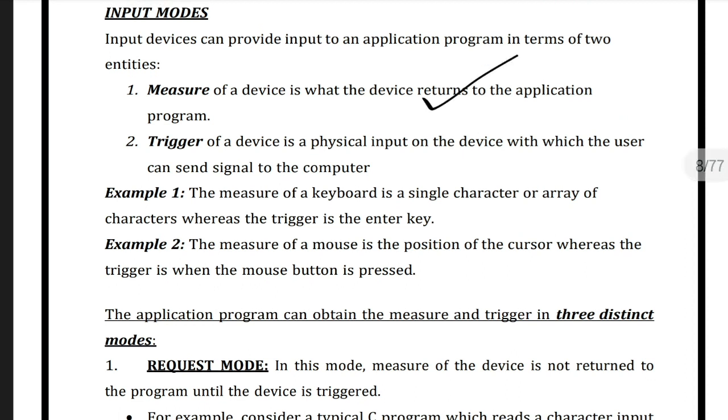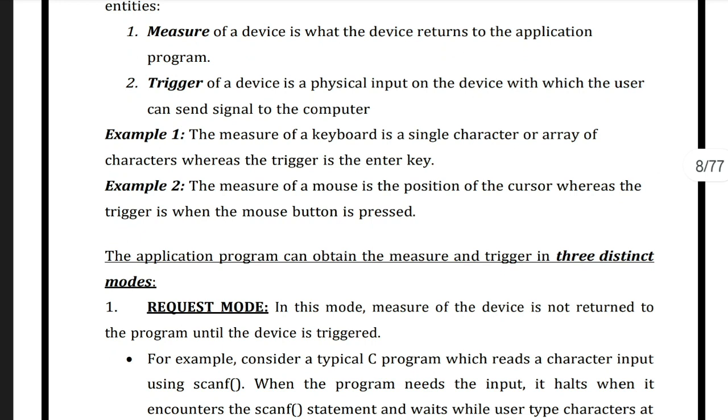As well as that, the input modes are there. There are 2 types, measure and trigger. In measure, the device value is returned to the application program, and the trigger has a signal to be sent to the computer. Measure will detect if there is any change, trigger will perform some action. Those are the 2 differences. An example for measure is the keyboard, and for trigger it is the mouse. When you trigger the mouse and click something, what should happen is defined in the trigger.